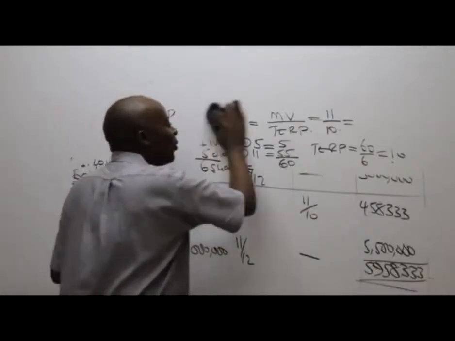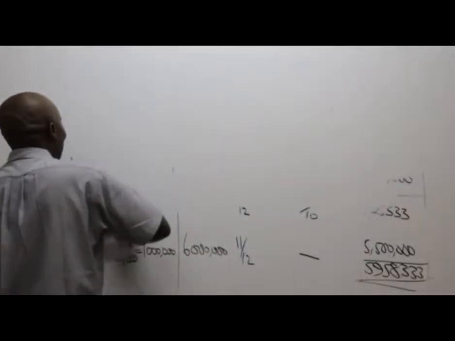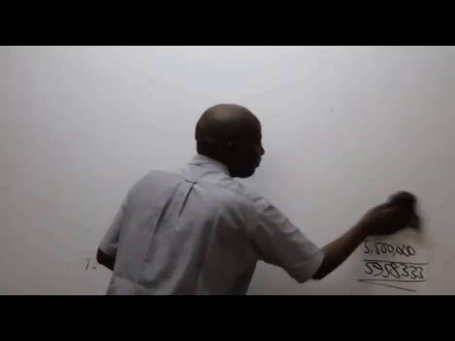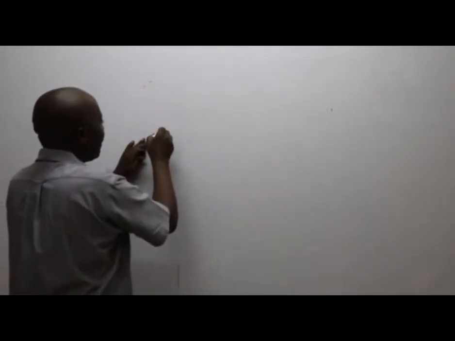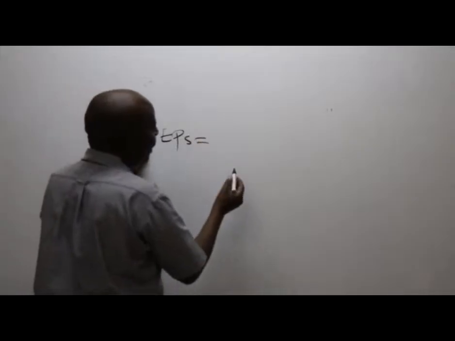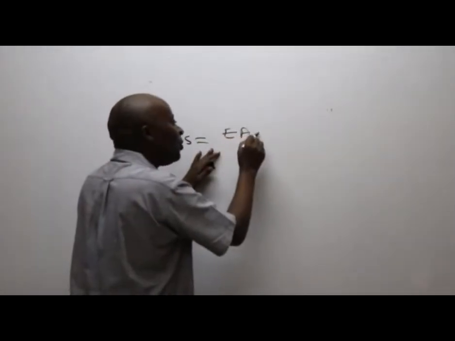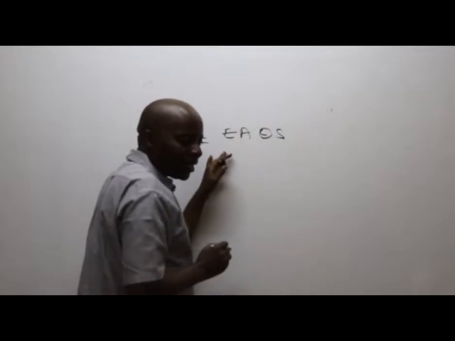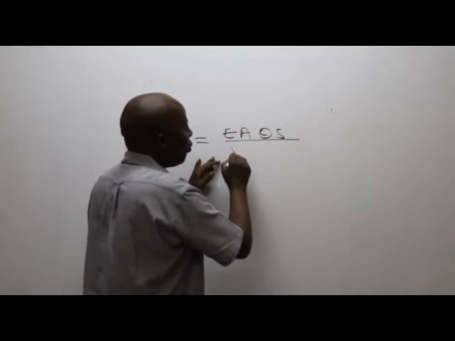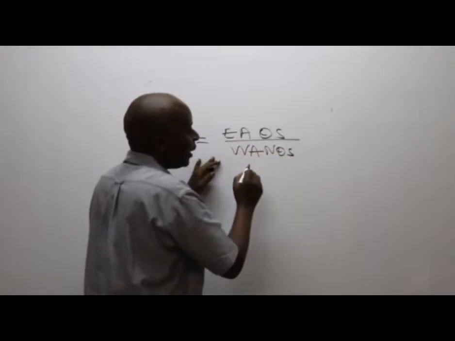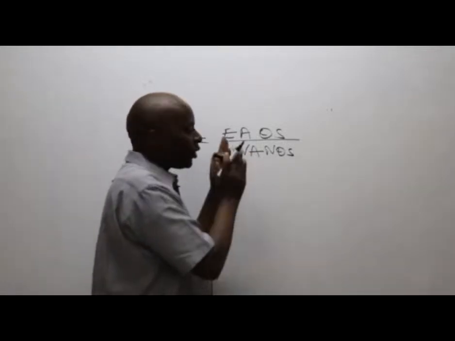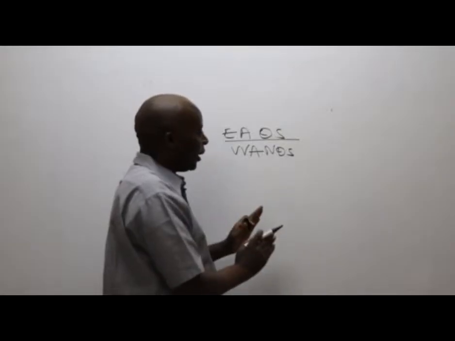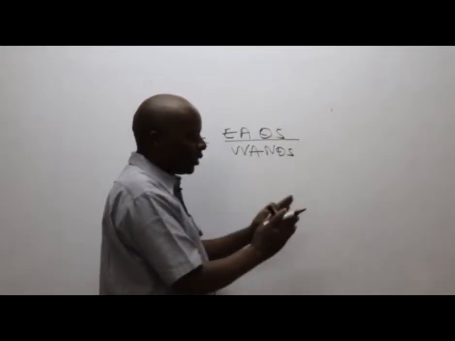So ladies and gentlemen, that is it. Now what I would want you to do is to remember the formula for getting our basic earnings per share. To get earnings per share, we take the earnings attributable to ordinary shareholders all over the weighted average number of ordinary shares.